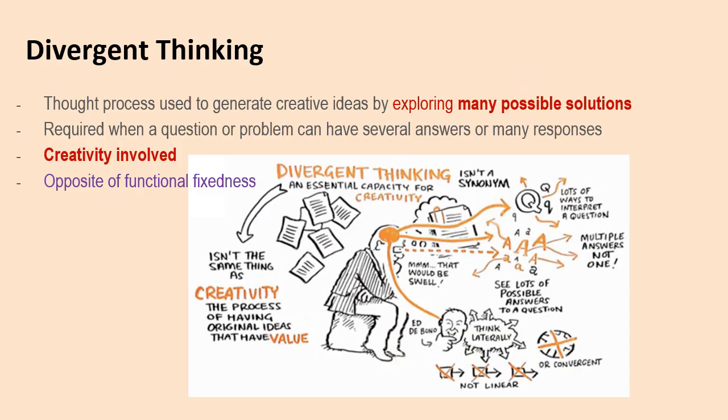Divergent thinking is the way of exploring many possible solutions. So when we sit down and say, okay, we call it brainstorming, right? We're going to brainstorm all the different possible ways. It's not exactly the same thing as creativity, but it typically involves some creativity, and creative people do tend to have divergent thinking. So this is the opposite of functional fixedness. So you're able to just brainstorm all the different ways and all the different possibilities and as many possible solutions.